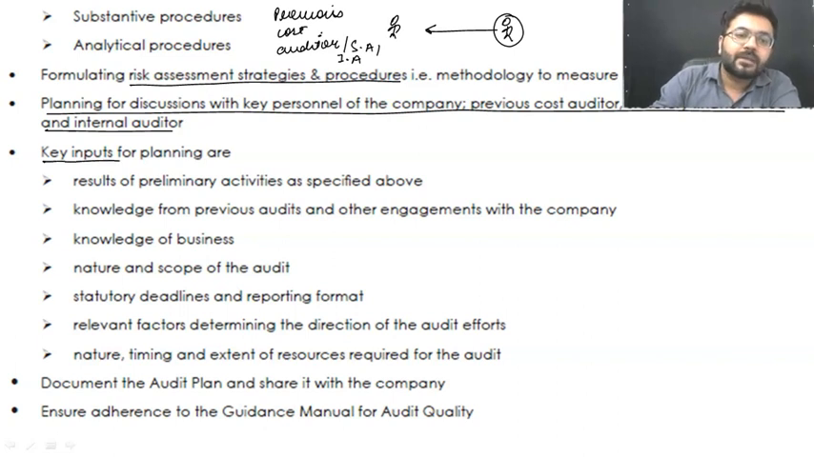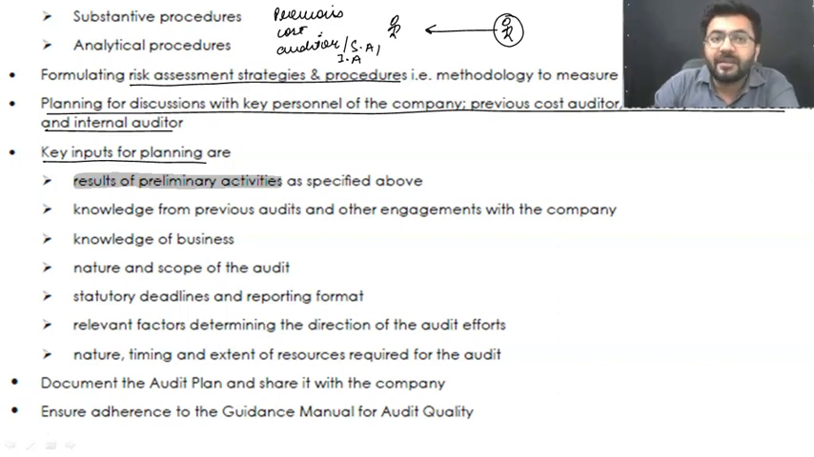See, the next is all about the key inputs for planning. What are the various inputs for which you have been planning? See, the very first is preliminary activities. The very first plan is you need to find out what are the various preliminary activities which are involved over there.